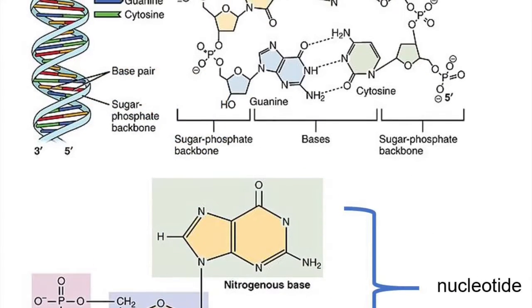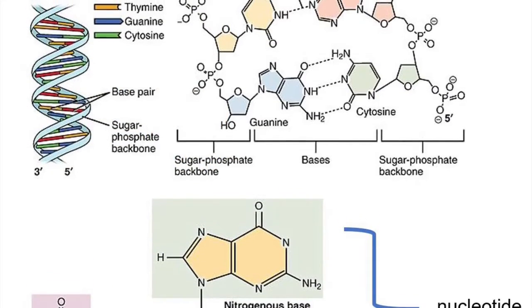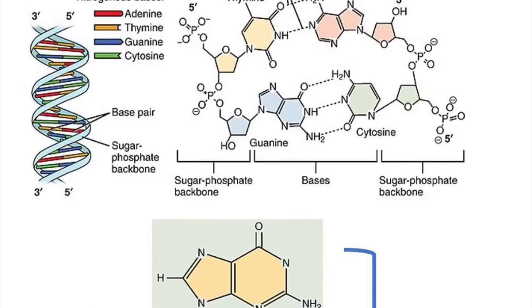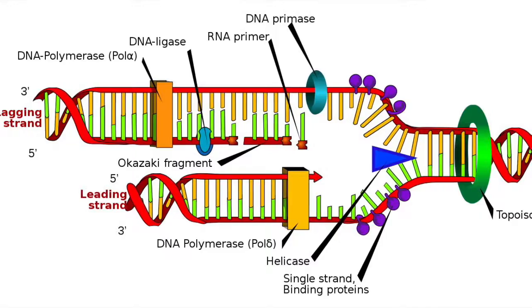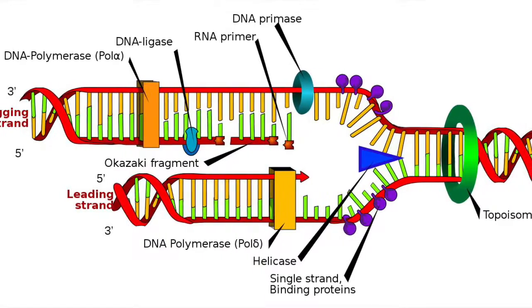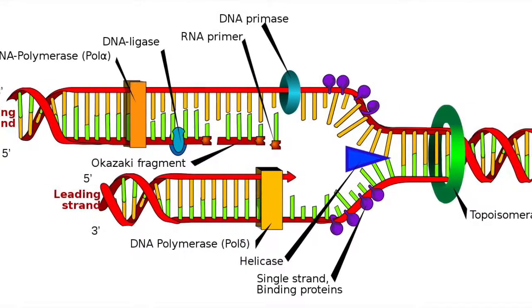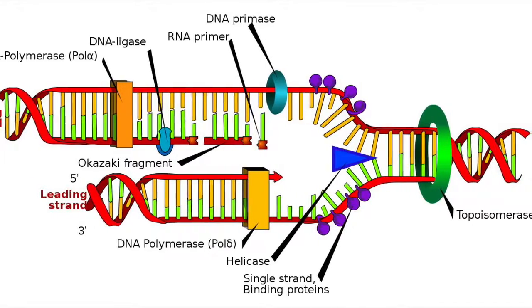The bases in DNA pair up in a particular way. Adenine will pair up with thymine, while cytosine will pair up with guanine. Whenever our cells divide and multiply, DNA needs to make more copies of itself. This process is called DNA replication and occurs in the nucleus.